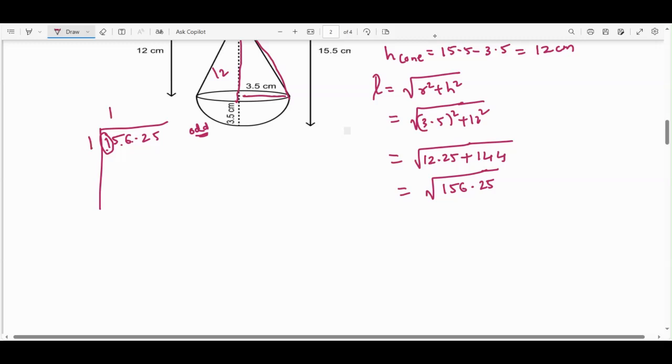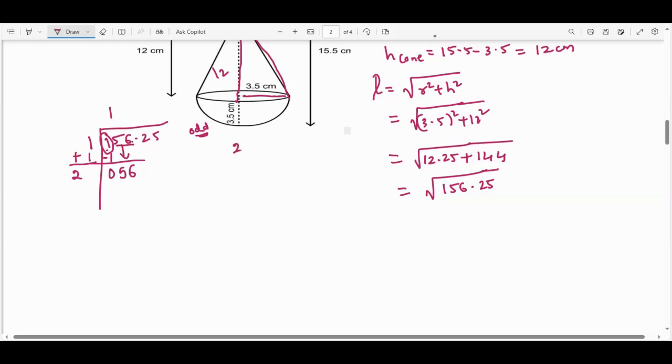So it will be 1, ones are 1. Inside we have to subtract and outside we have to add the same number. So 1 plus 1 will be 2 and here 1 minus 1 will be 0. For finding a square root, we have to carry the next two digits down, that will be 56.